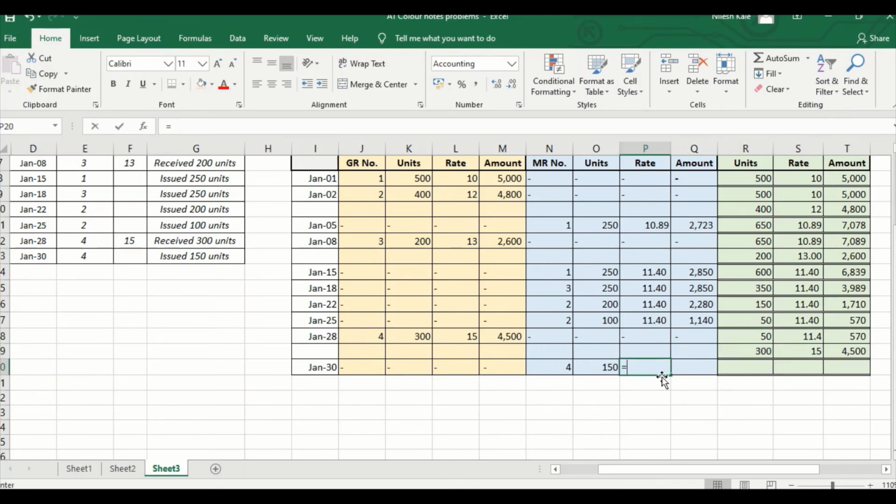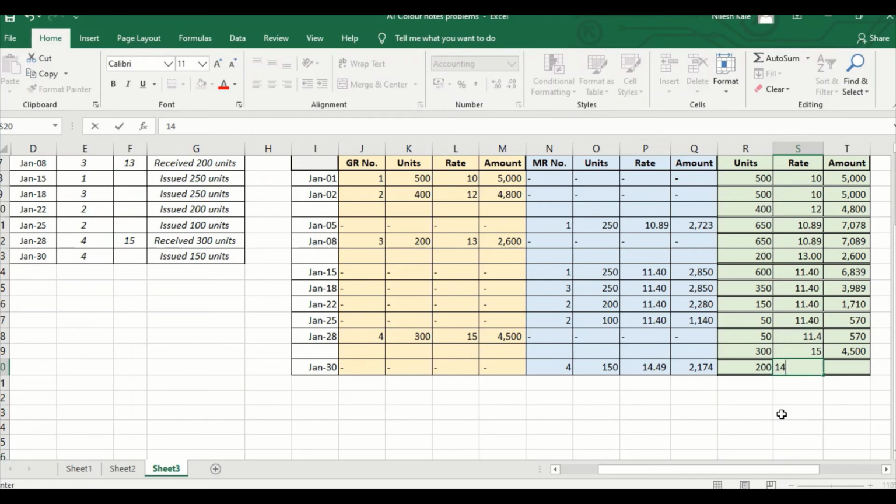That is what you will get here, 5070 divided by 350. 14.49 is the price of that issue. And now here I'm going to use the formula, 150 into 14.49, 2174. Now what is the balance I'm left with? See, this 350 minus 150, that is 200. I'm left with 200.